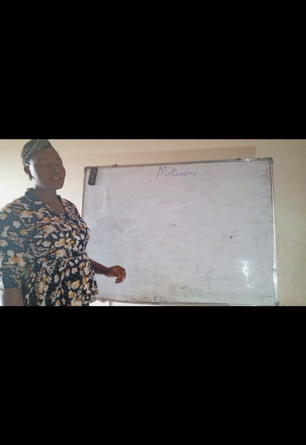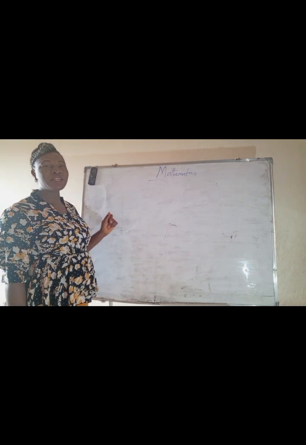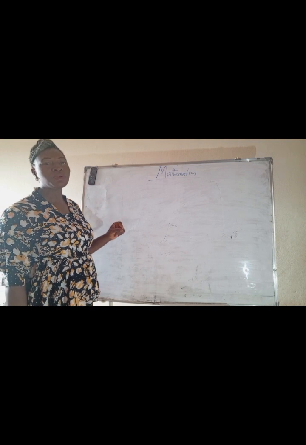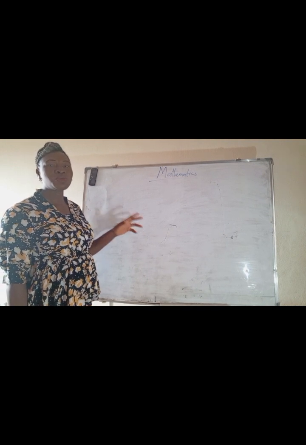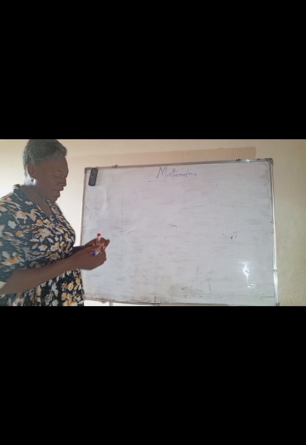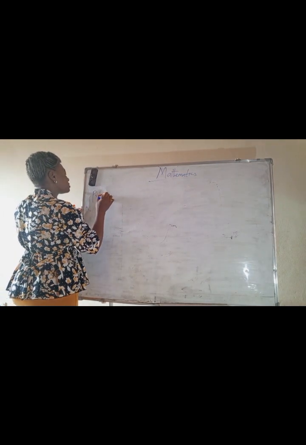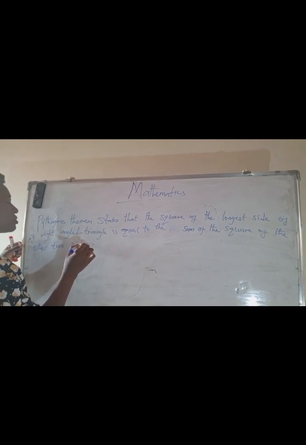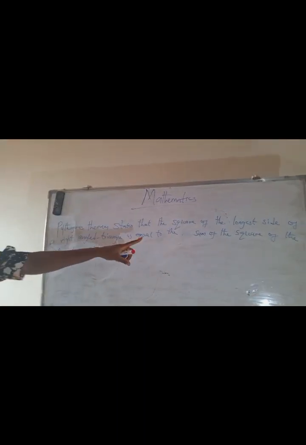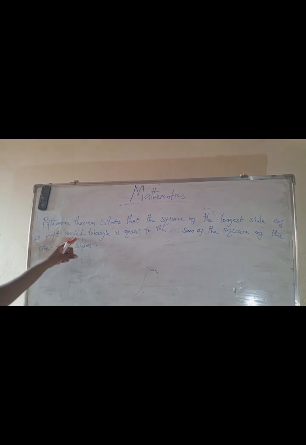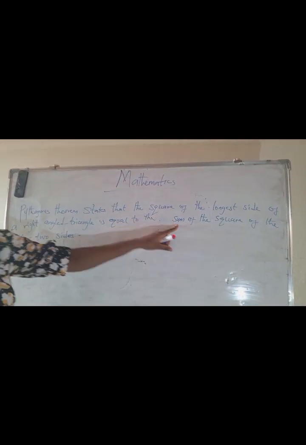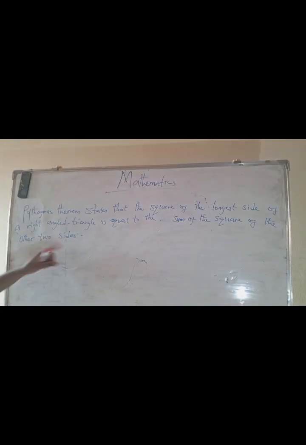According to Pythagoras, the square of the longest side of a right angle triangle is equal to the sum of the square of the other two sides. So the square of the longest side of a right angle triangle is equal to the sum of the square of the other two sides.